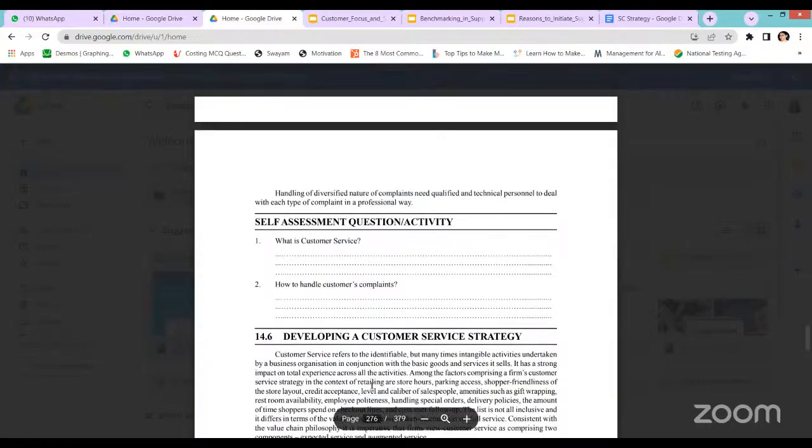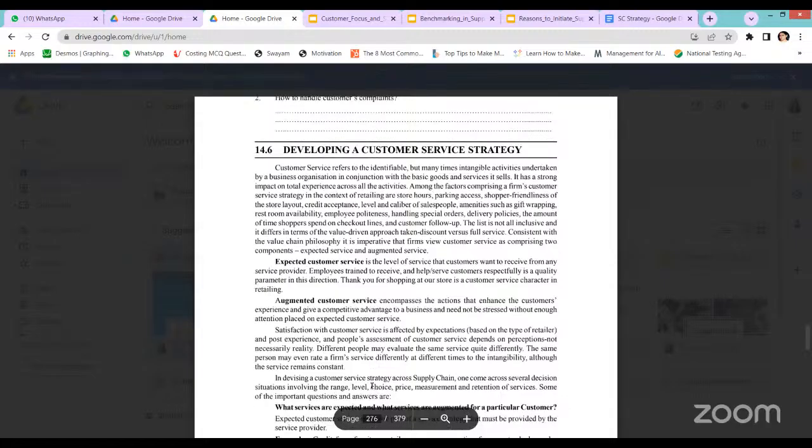Yes. Customer service strategy. How a firm develops such a customer service strategy, because it's not only with regard to on-time delivery and quality product, it involves various other services, right? Like here, among the factors a company forms customer service strategy in the context of retailing are store hours, parking access, shopper friendliness, store layout, credit access.